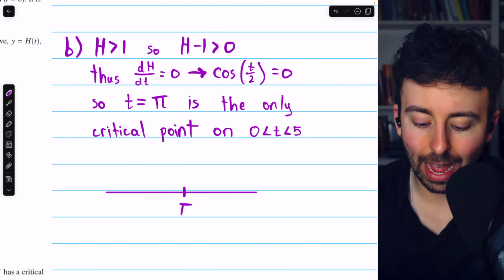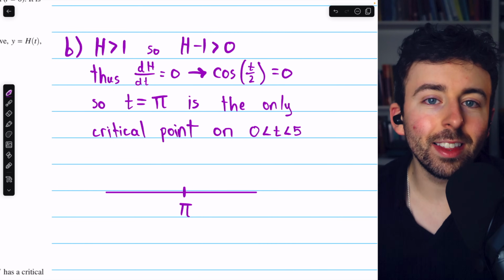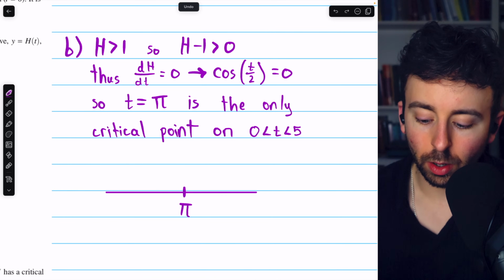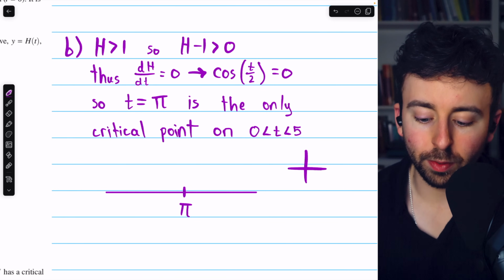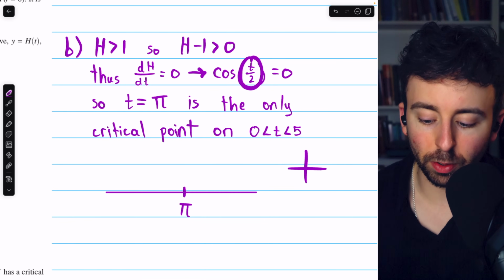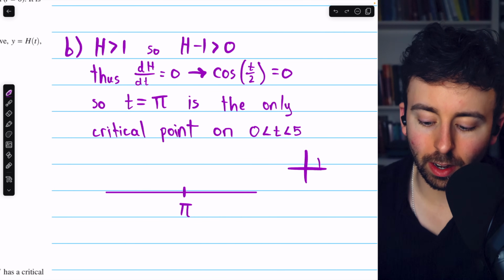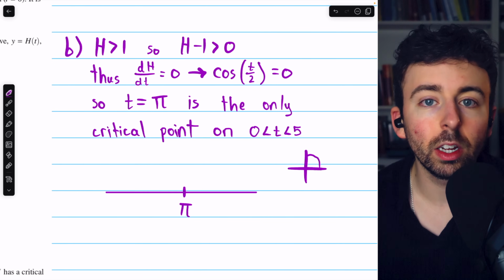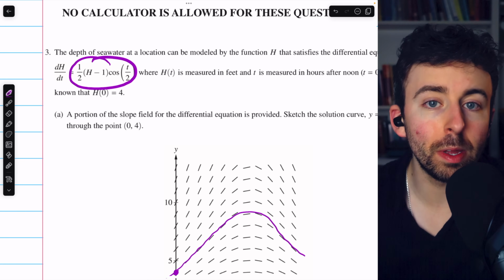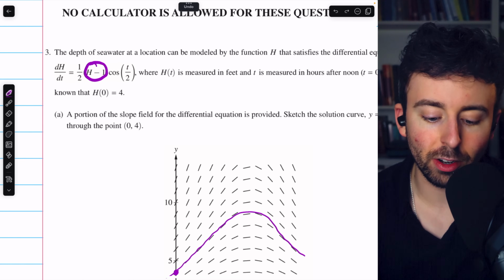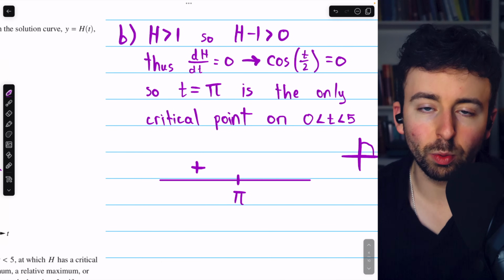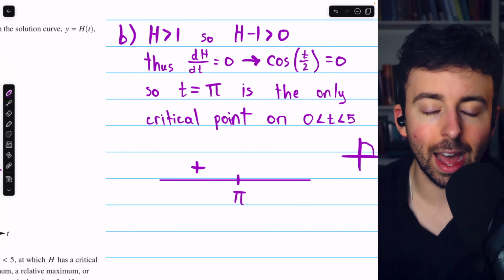Here's the critical point at t equals pi. What's the sign of the derivative to the left of t equals pi? Well, think about the unit circle. If t is between 0 and pi, then the input, t over 2, is going to be at this part of the unit circle, in the first quadrant, where the x-coordinate is positive. Thus, the derivative, seen here, will be positive, because 1/2 is positive, h minus 1 is positive, and cosine, as we just said, is positive. That's when t is between 0 and pi.